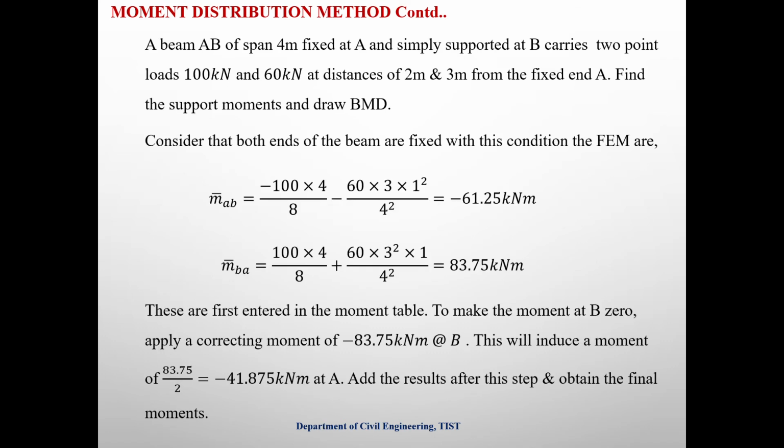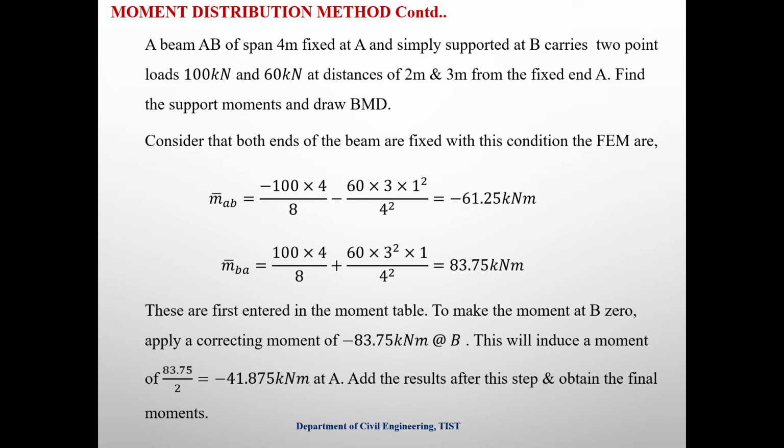Consider a problem. A beam AB of span 4 meter, fixed at A and simply supported at B, carries 2 point loads, 100 kN and 60 kN, at distances of 2 meter and 3 meter from the fixed end A. Find the support moments and draw the bending moment diagram.